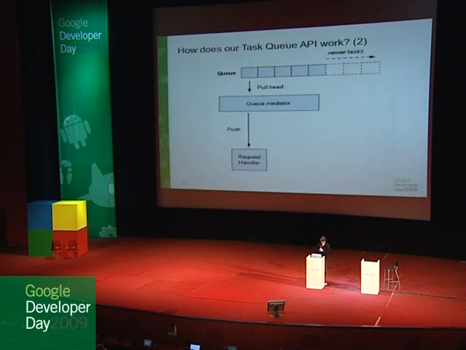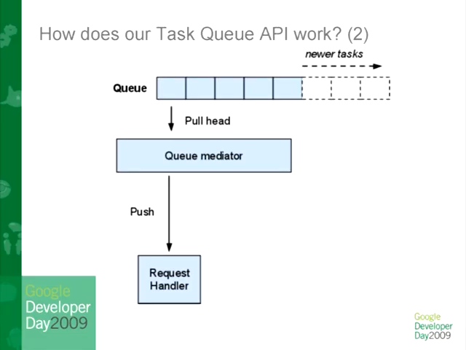It's really simple. So here's how our queue works. So like I said, it's the opposite. We pull from the queue and then push to you. So new tasks come in on this side. We have a mediator that then receives those tasks and then sends them to your request handler.